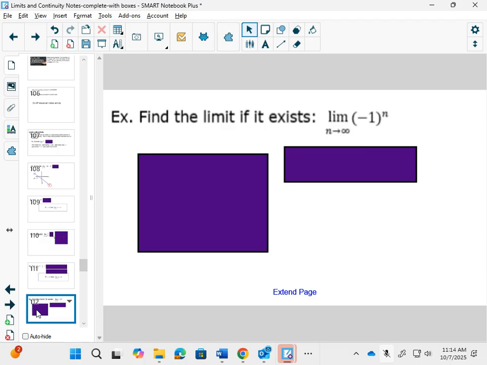And sometimes you try really big numbers, like you try a million. If I put in a million, it's equal to 1. Then I try a billion, it's equal to 1. I try a trillion, it's equal to 1. So my brain starts to go, I think it's equal to 1. Why am I wrong?